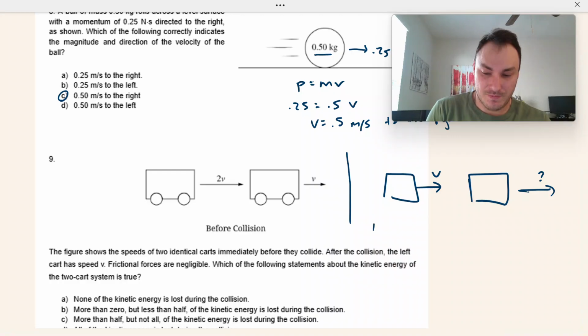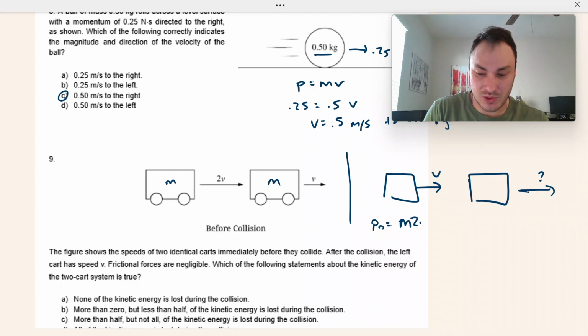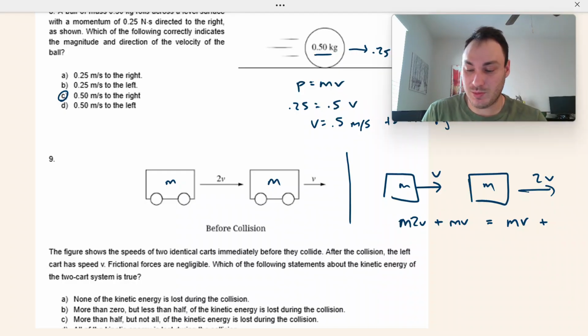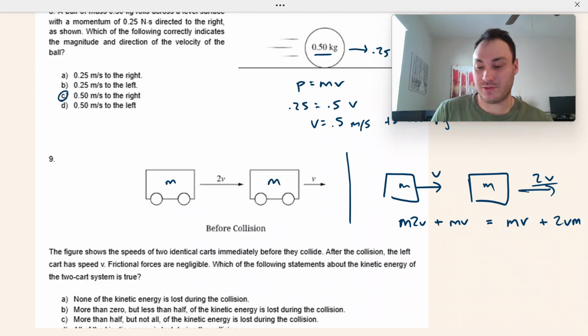So initial momentum is, we're going to call both of these a mass of m since they're identical. So we got m times 2v plus mv. That equals final momentum. We have mv plus, and just looking at this without even doing the rest of the math, I know that this has to have a speed of 2v in order for them to be the same. So really they just swapped velocities here. But this speed needs to be 2v in order for momentum before and after to be the same.